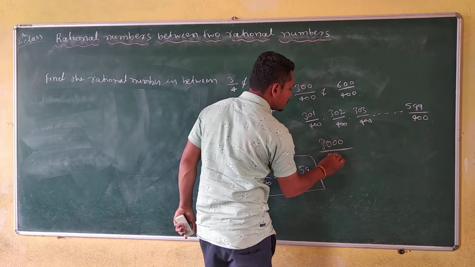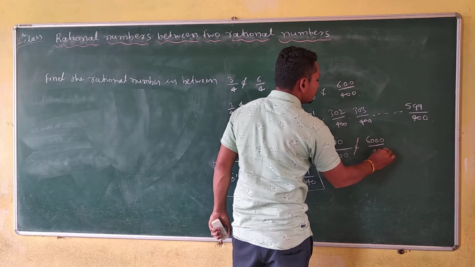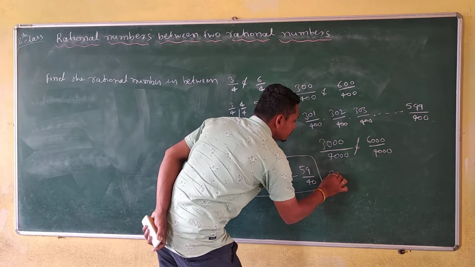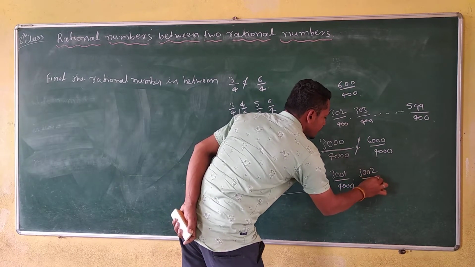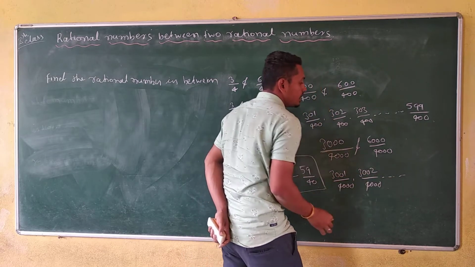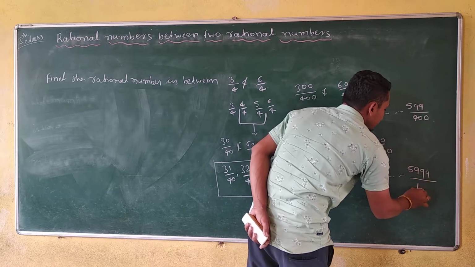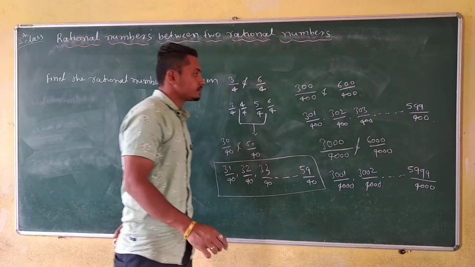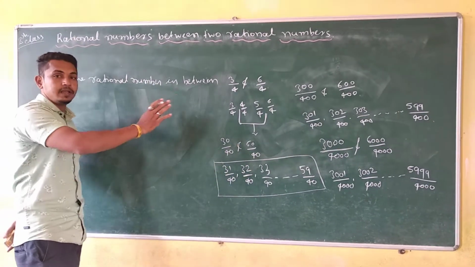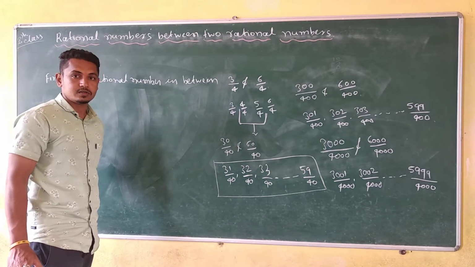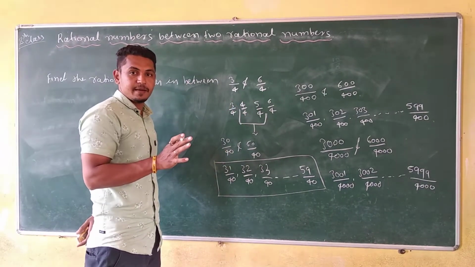Similarly, 3000 divided by 4000 and 6000 divided by 4000. Now I have to write 3001 divided by 4000, 3002 divided by 4000, so on till 5999 divided by 4000. Is it right? So like that you have to find the rational numbers in between two rational numbers, if the denominator is the same.